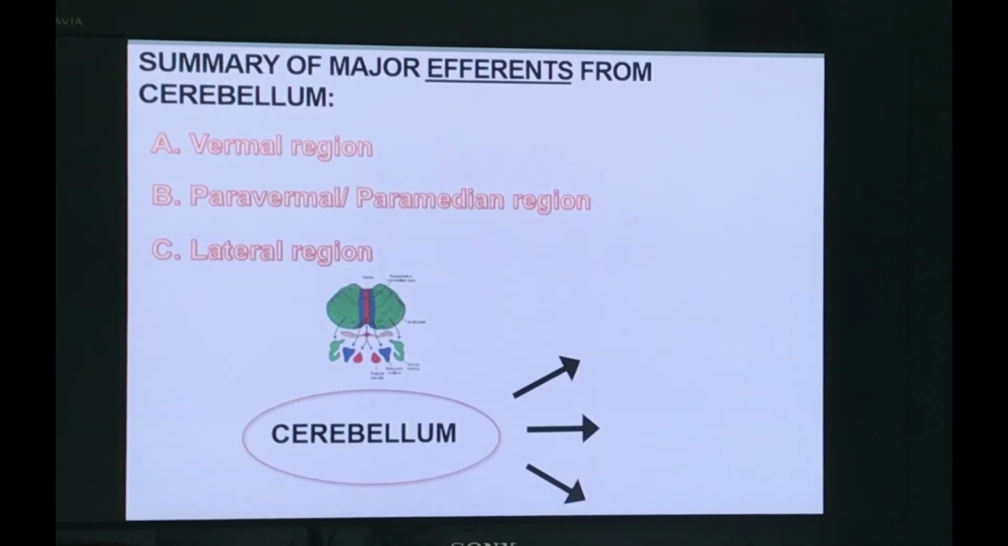Now coming to the major efferents from the cerebellum. The major efferents are mainly coming from three zones. You already know the functional division: vermal region, paravermal or paramedian region, and the lateral zone or lateral region. From these three regions, the efferent fibers are passed to different parts of the central nervous system.